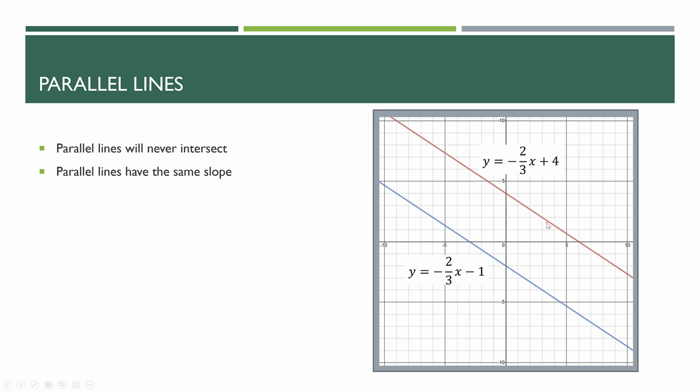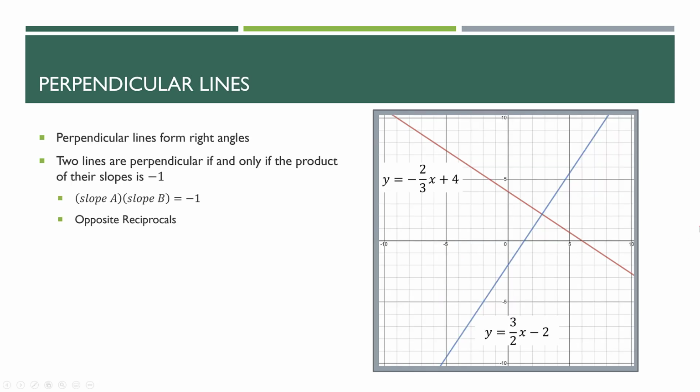And if we were to look at the equations of these lines, here we have a slope of negative 2/3. And over here, we also have a slope of negative 2/3. So parallel lines have the same slope. Perpendicular lines, on the other hand, will intersect, and they intersect very specifically to form right angles. So here I have my red line and my blue line, and this in here is going to be a right angle. And actually, all four of these would be right angles because those are perpendicular.